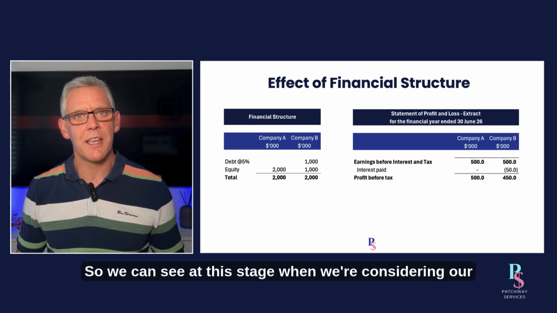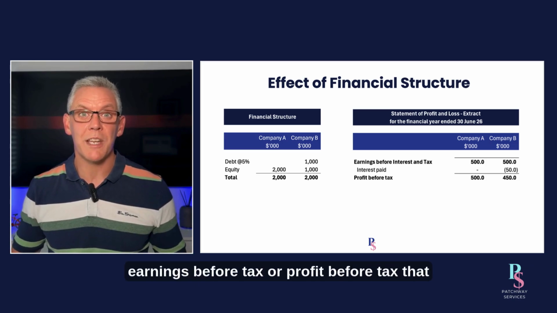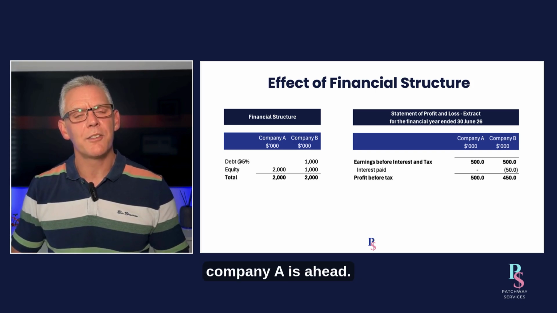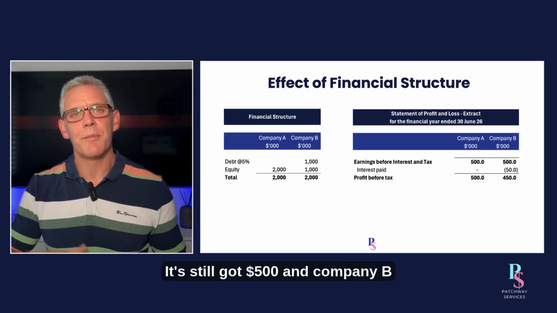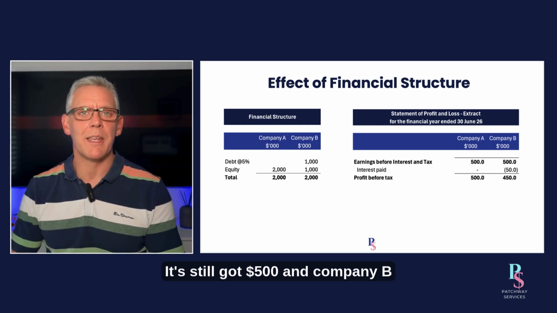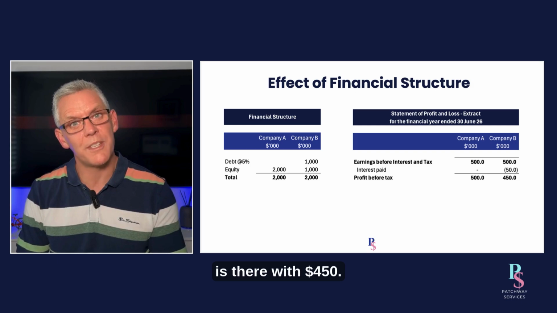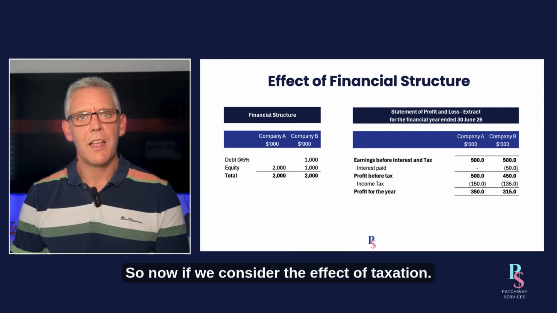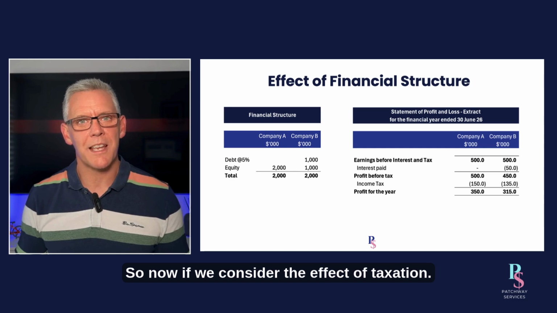So we can see at this stage, when we consider our earnings before tax, or profit before tax, that Company A is ahead. It still has $500 and Company B is there with $450. Now let's consider the effect of taxation.